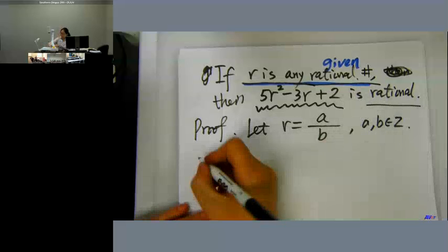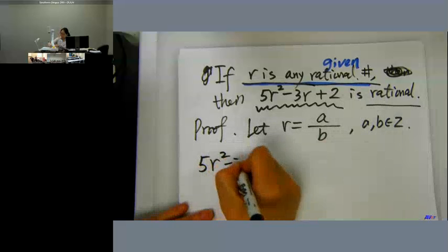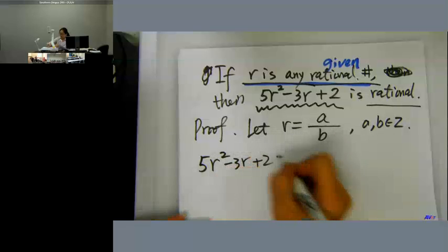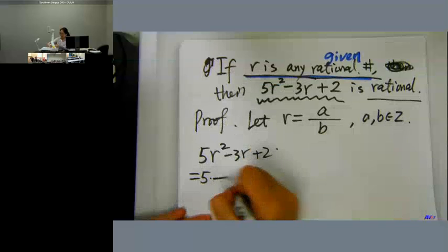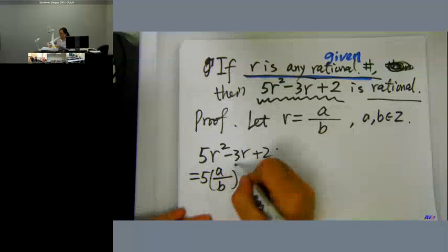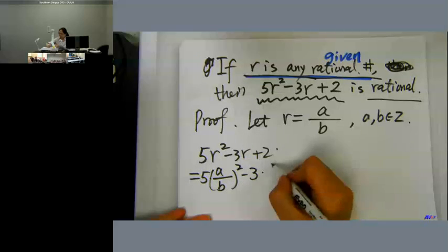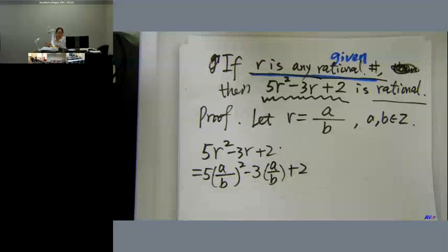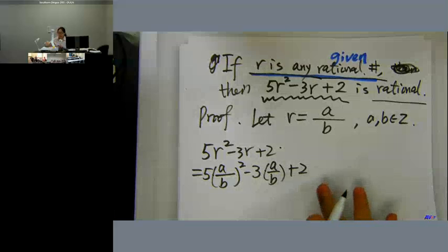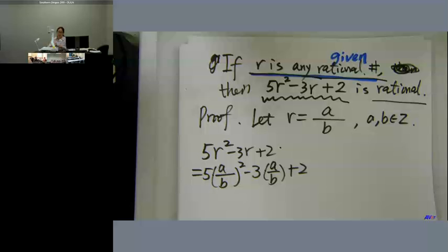Okay, so now we're going to plug it in here. So 5R squared is 5 times R, replaced with A over B, minus 3 times R, which is A over B, plus 2. But don't stop right there. Morgan, I think that's what you did. So far it's correct, but you have to continue from there.